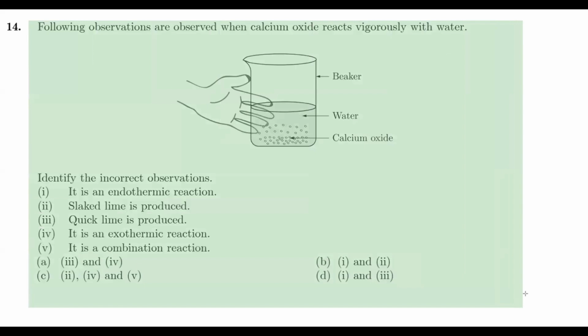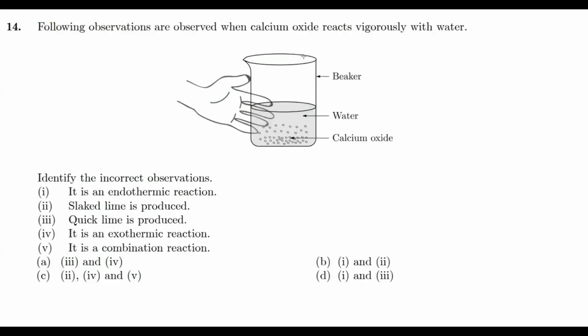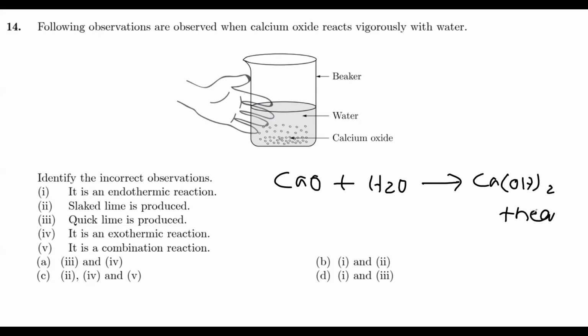The next question is from the chapter chemical reactions and equations. What we have to do here is to observe the following. The following observations are observed when calcium oxide reacts vigorously with water. So calcium oxide is CaO, called quicklime, right? When it reacts with water, what is produced? Calcium hydroxide is produced as a combination reaction. Well, this reaction is highly exothermic, so heat is also produced. This is called quicklime. This is called slaked lime.